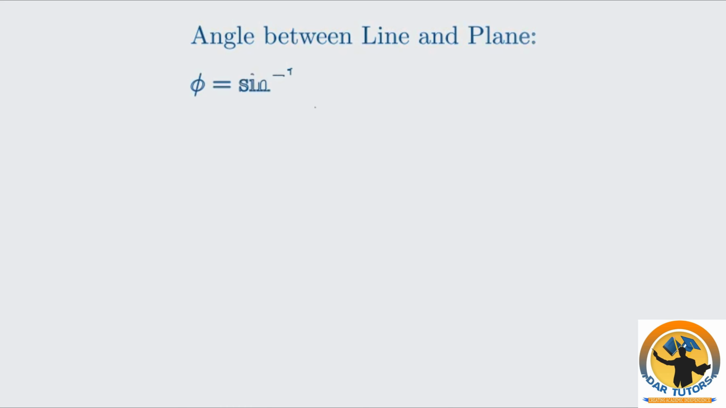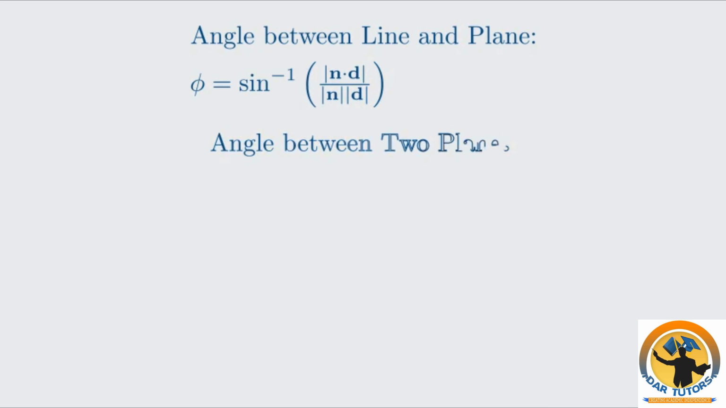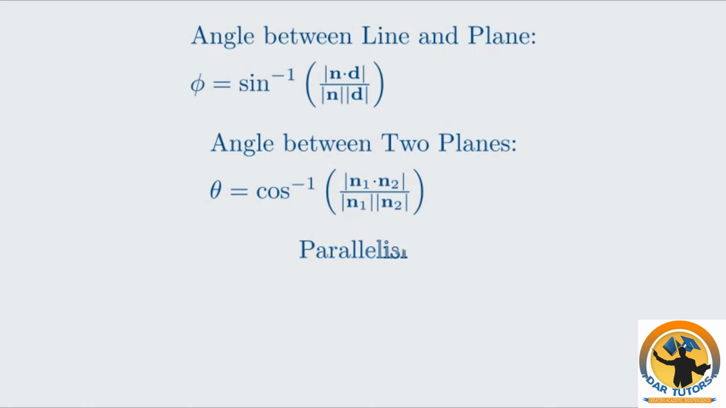Let's recap what we've learned today. We've covered the essential methods for finding angles in 3D space. First, we learned that the angle phi between a line and a plane is found using the inverse sine of the absolute value of the dot product of the normal vector, n, and the direction vector, d, divided by the product of their magnitudes. Second, we saw that the angle theta between two planes is found using the inverse cosine of the absolute value of the dot product of their normal vectors, n1 and n2, divided by the product of their magnitudes. Finally, we established the conditions for parallelism and perpendicularity.